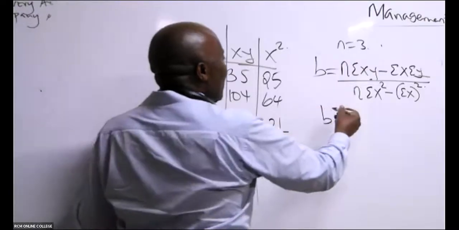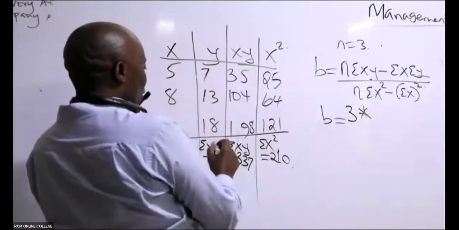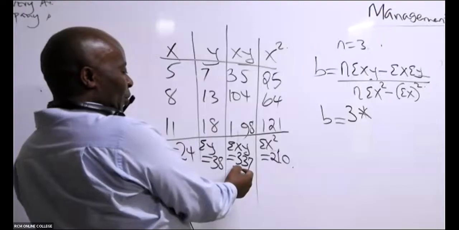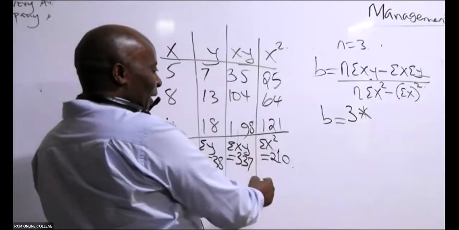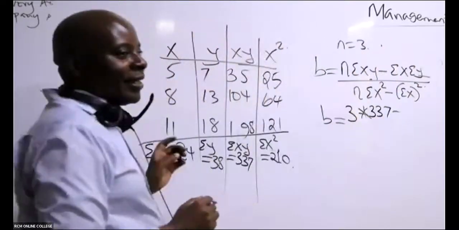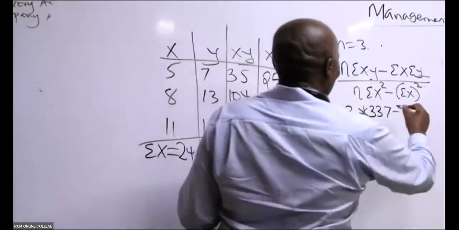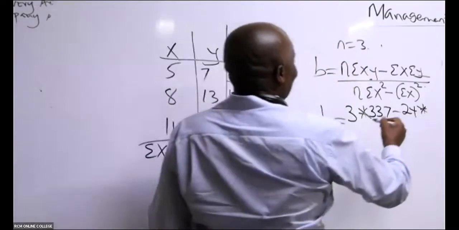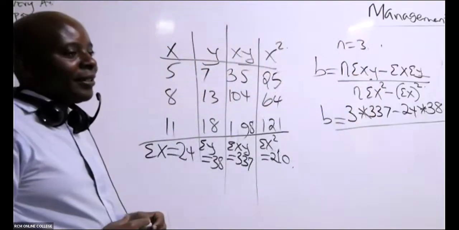So N is 3. 3 times sigma xy. What do we have for our sigma xy? Summation of xy is 337. Abracadabra. Summation of x is 24. Summation of y is 38. Great. Thank you.